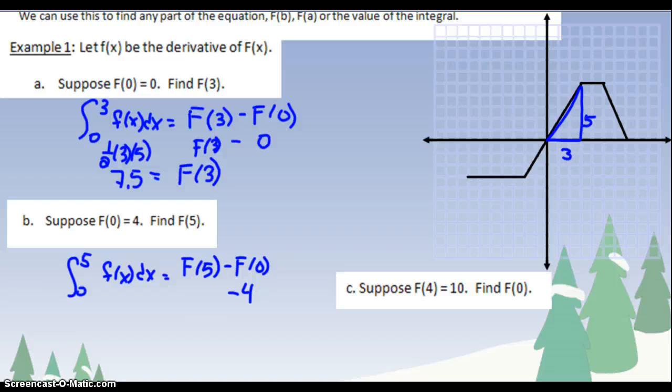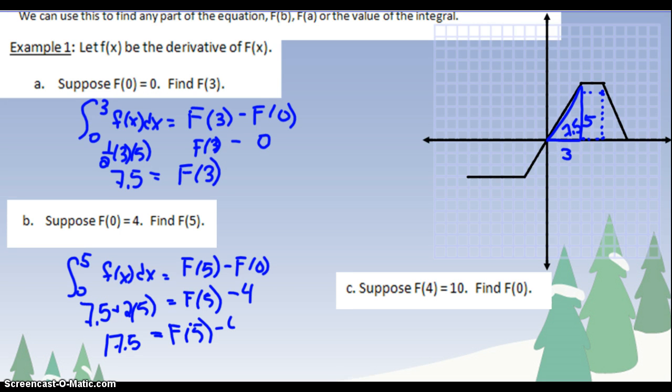And now we're going to do the area over here. We already know that this much is 7.5. We're going to add in this rectangle right there. So I have 7.5 plus 2 times 5, which is 10. So I have 17.5 equals F of 5 minus the 4. I'm going to add the 4 over, and I will end up with F of 5 is 21.5.